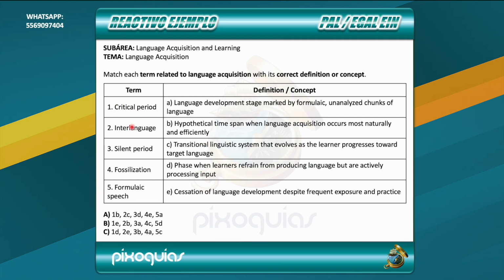1. The term critical period matches with the definition B, hypothetical time span when language acquisition occurs most naturally and efficiently. 2. Interlanguage with C, that is a transitional linguistic system that evolves as the learner progresses toward the target language. 3. Silent period with D, phase when learners refrain from producing language but are actively processing input. 4. Fossilization with E, cessation of language development despite frequent exposure and practice. And 5. Formulaic speech with A, that is a language development stage marked by formulaic unanalyzed chunks of language.